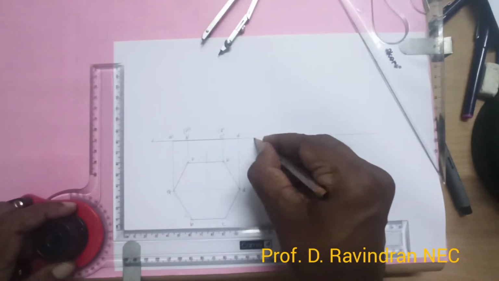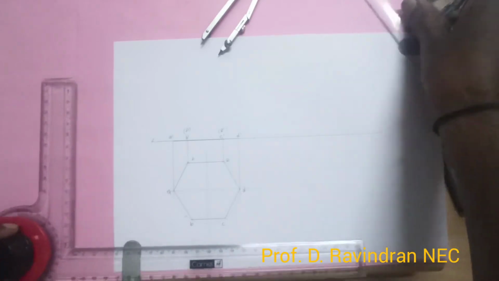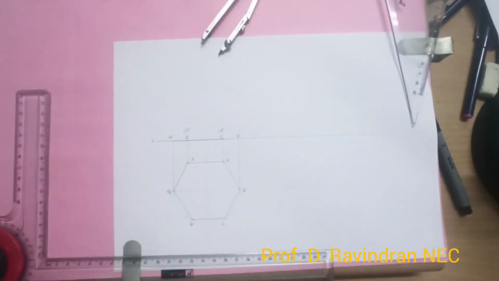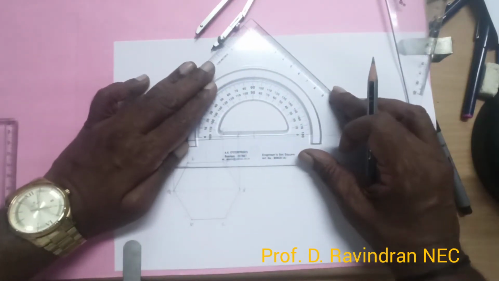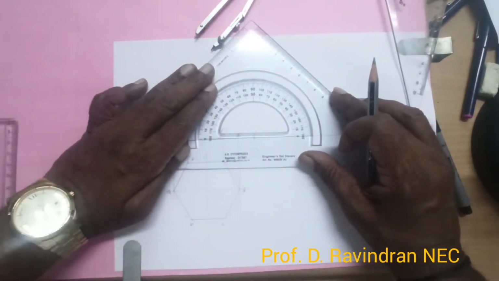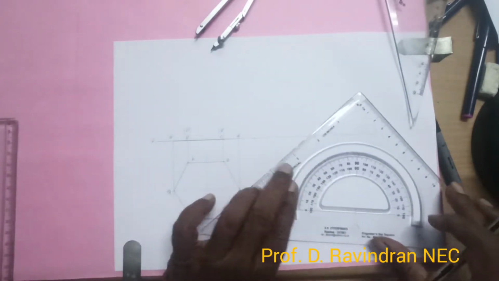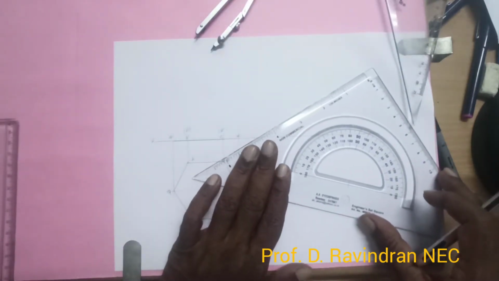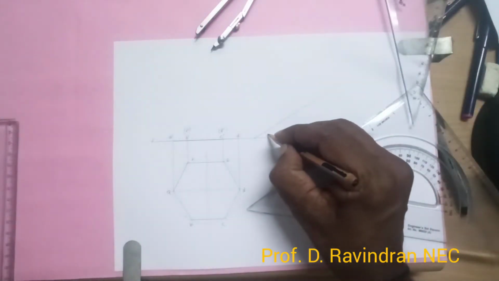Here, choose any one point. From this point we are going to draw the front view that makes 30 degrees with the XY line. So 30 degrees inclined to HP, that means we can see it only on VP. Here we can mark 30 degrees and then join this line from the chosen point. So this is the 30 degrees line.